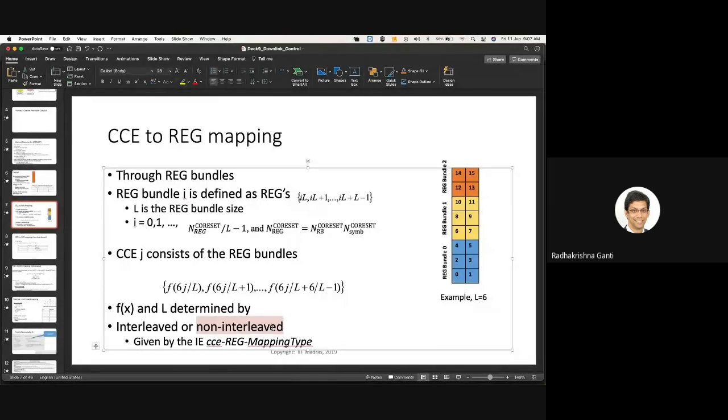Did you understand these 2 notions of REG bundle to CCE mapping, interleaved and non-interleaved? This is again given by a higher layer parameter called CCE-REG mapping type, interleaved or non-interleaved. Based on that, you have to do your mapping. Any questions here?